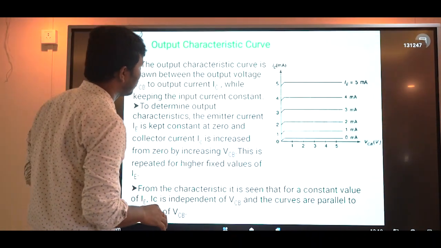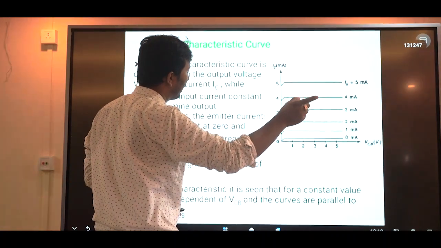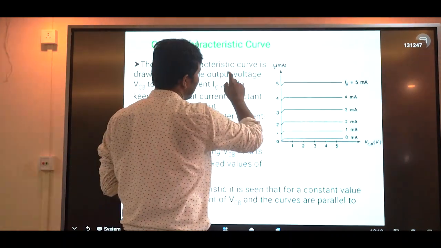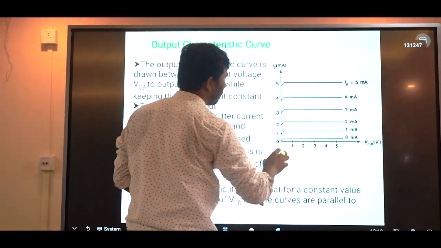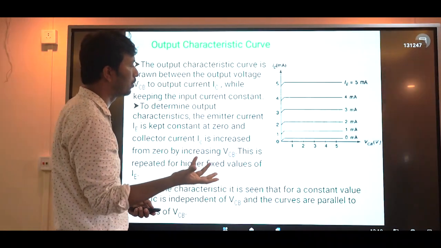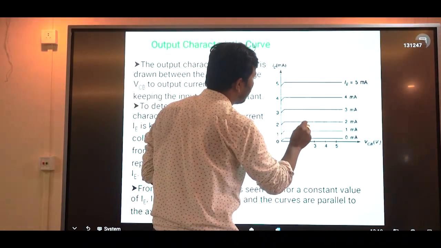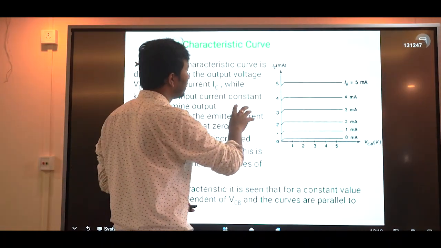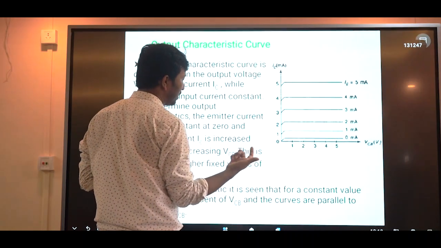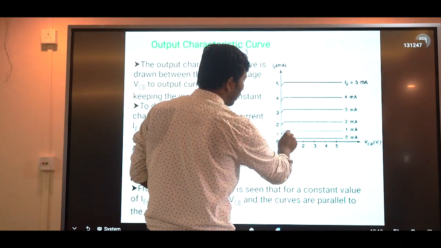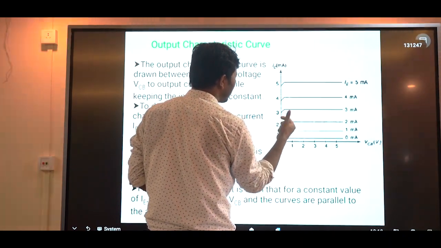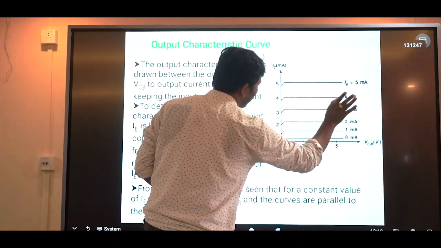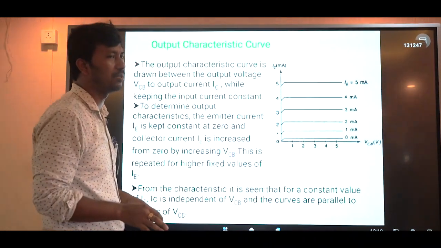The output characteristic curve will obviously be between output current and output voltage. The output current is IC, and the output voltage is VCB. To draw the graph, we initially keep the IE value at 0, then we increase the value of VCB and observe the change in collector current. It can be seen that with an increase in VCB, for the initial region there is a slight increase in IC. However, after that, IC is almost independent of VCB.